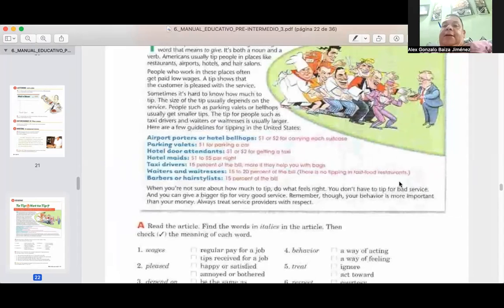Taxi drivers, 15% of the bill. They help you with your bags. Waiter and waitress, 15 or 20% of the bill. There is no tipping in fast food restaurants. Barbers and hairstylers, 15% of the bill.